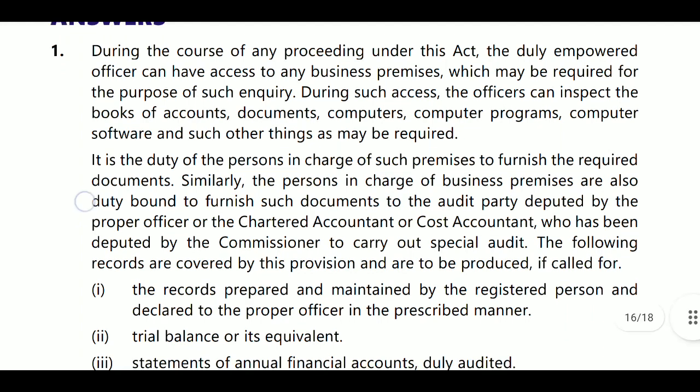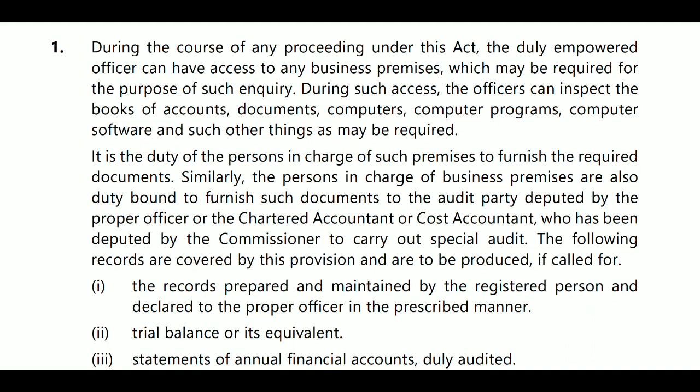During the course of any proceedings under this Act, that is the CGST Act, the duly empowered officer can have access to any business premises. He may access any business premises for the purpose of inquiry. While doing such access, the officer can inspect books of accounts, documents, computer programs, computer software and such other things as may be required.